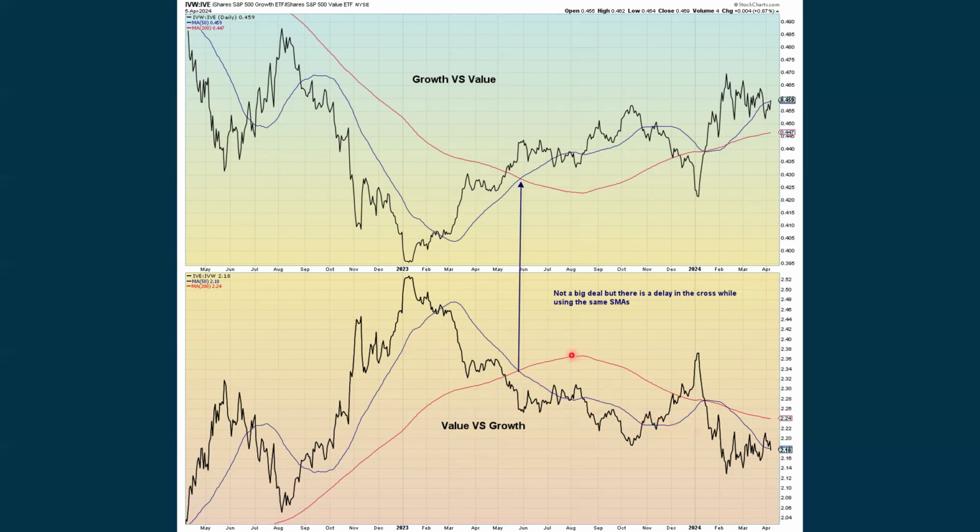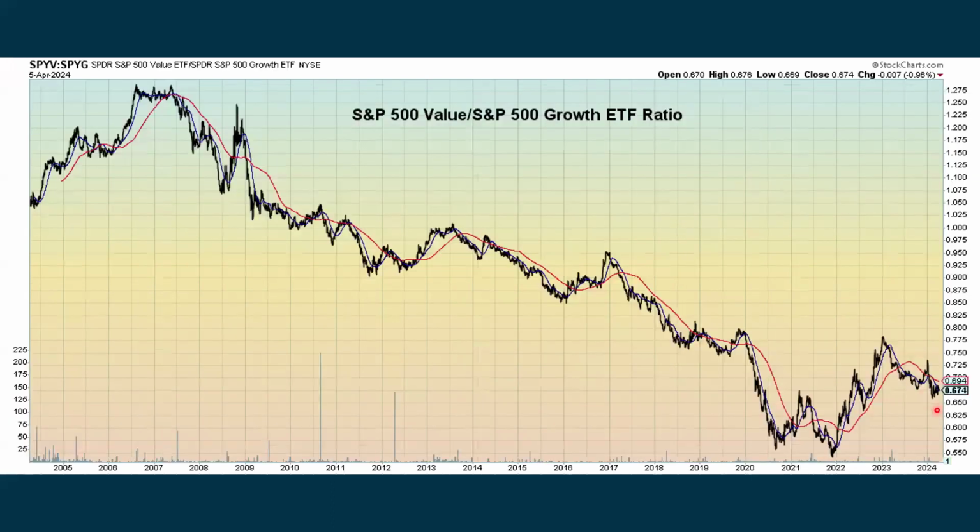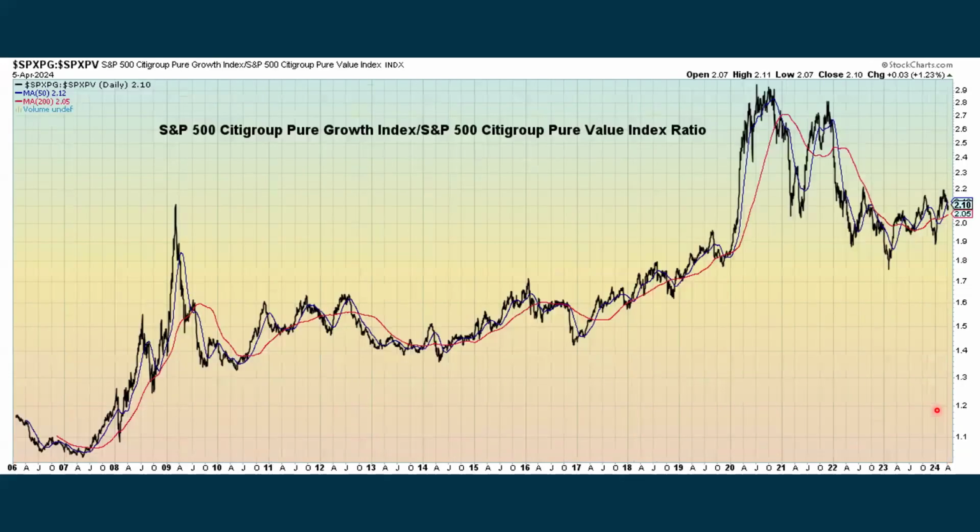And one of the reasons why I look at a lot of different charts and we look at inverse charts is there can be a bit of an offset of when moving averages cross or what valuations we're actually seeing, because each one of these is calculated in a little bit different way. Then we look at an ETF of growth versus value, showing how growth is outperforming. This is showing how value is underperforming growth.